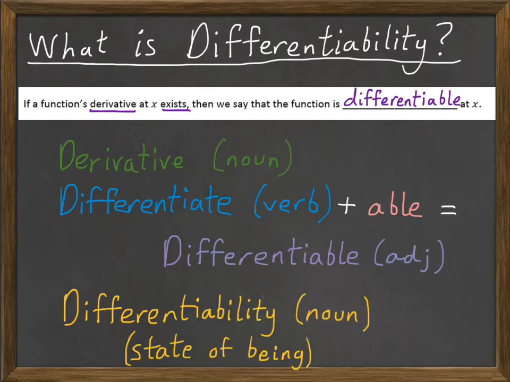a state of being. So it's kind of like you could describe your car as whether a car is drivable or not. Whether it's able to be driven. Then we could talk about the drivability of the car. Sounds kind of weird still, but that would be the state of being, whether it's able to be driven or not. Does that help you understand a little bit? I hope so. So let's see, how can we determine whether that derivative exists or not?